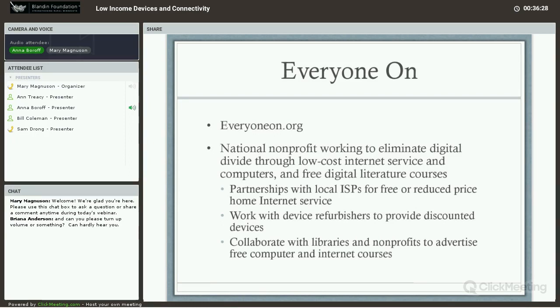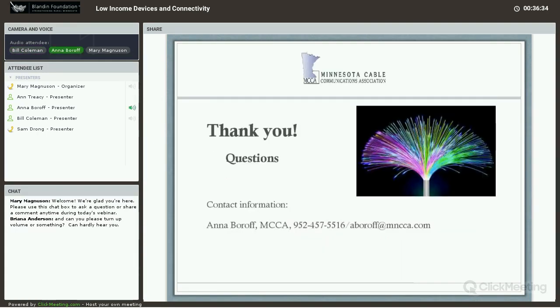So I would also use that as a resource. And I know a number of our companies are supporters of that resource too. So like I said, Everyone On program, Charter Spectrum Media, for example, they're part of that National Connect to Compete and Everyone On. But it should give you an idea of what's out there.